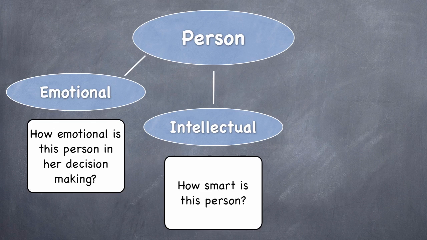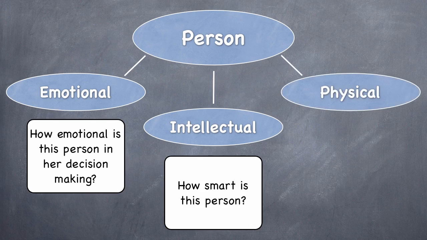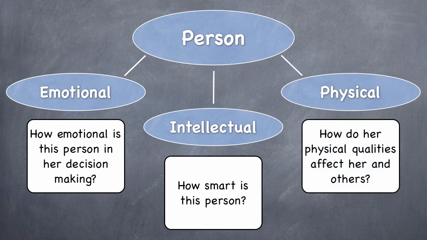What else does any person have? Well, the physicality, of course, the physical body or the physical aspect of this person. And this answers the question, how do her physical qualities affect her and others? How do they affect her life? What are they? And there are many, many other questions that you can ask about the person's physicality.